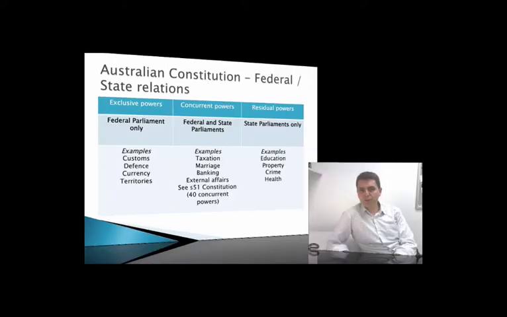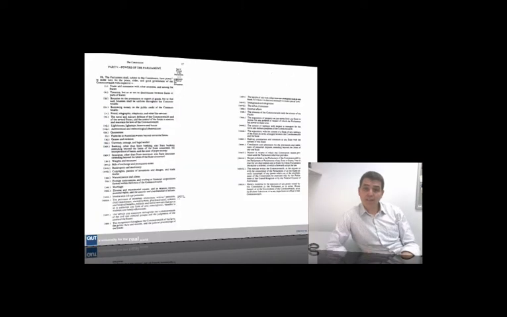Okay, this is probably the kicker and the critical one. In terms of what the federal government can make laws about and what the state government can make laws about, we need to look at section 51 of the Constitution. And in fact, here's section 51 of the Constitution here, and you really should get it out and have a look at the Constitution sometime. A very important legal document.